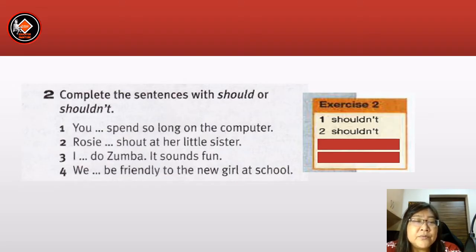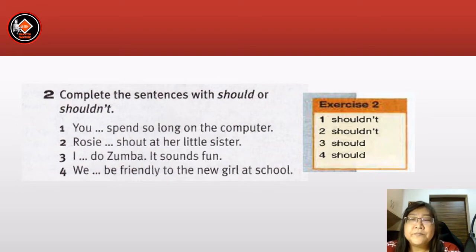Number 3, I do Zumba. It sounds fun. I should do Zumba. Number 4, we be friendly to the new girl at school. We should be friendly to the new girl at school.